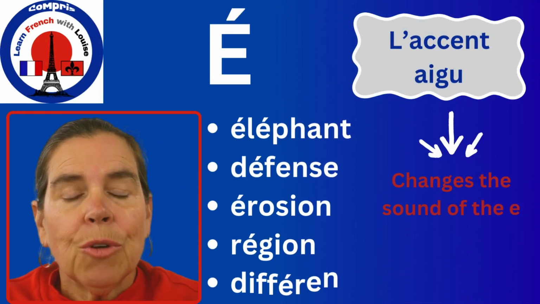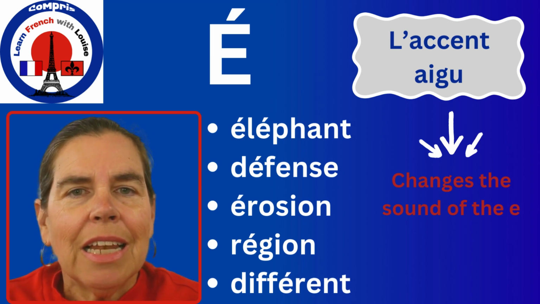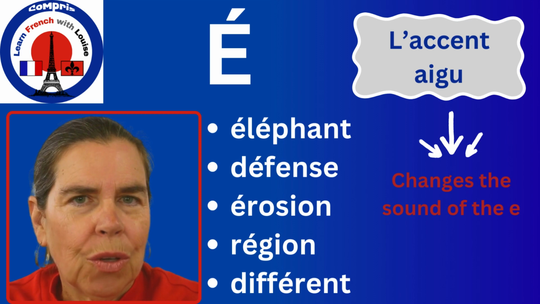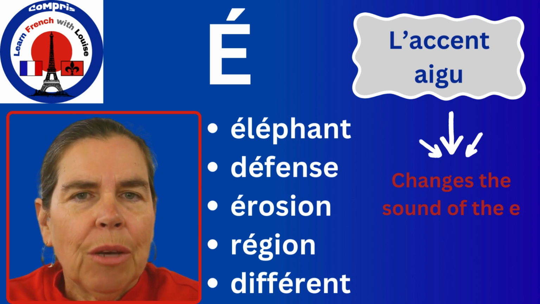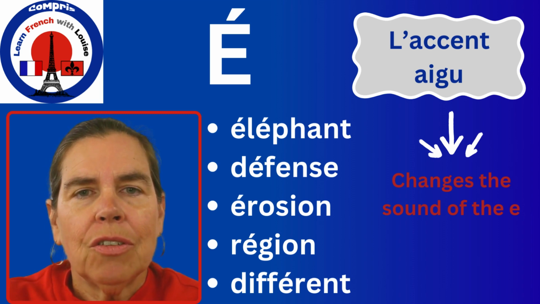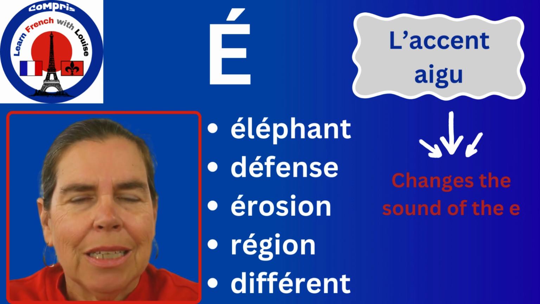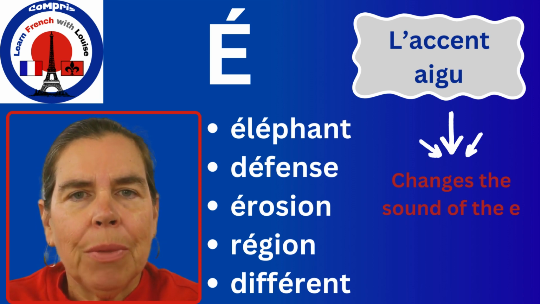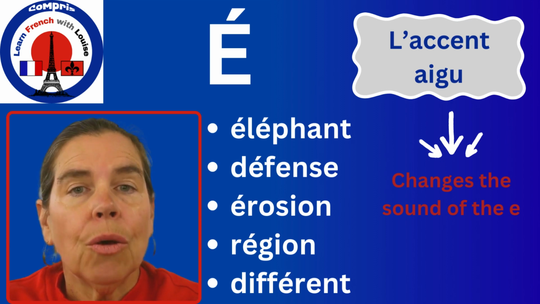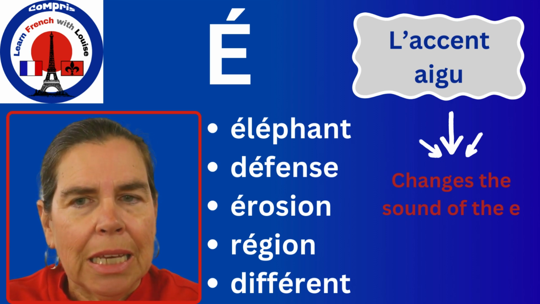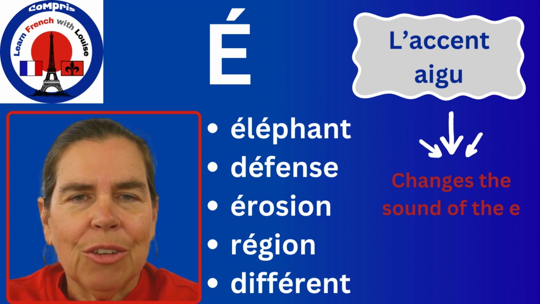The first accent we're going to be looking at today is l'accent aigu. L'accent aigu is applied to the letter E, and it changes the sound of the letter E to E. Remember your alphabet, A, B, C, D, E, and with the accent aigu, it becomes E. Here are some examples that I'd like you to repeat with me.